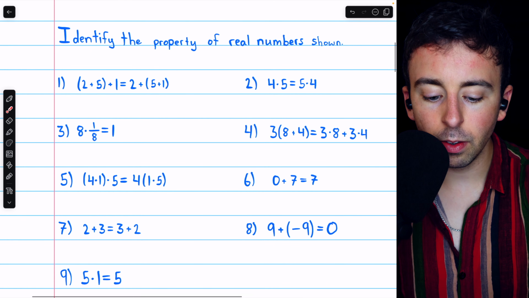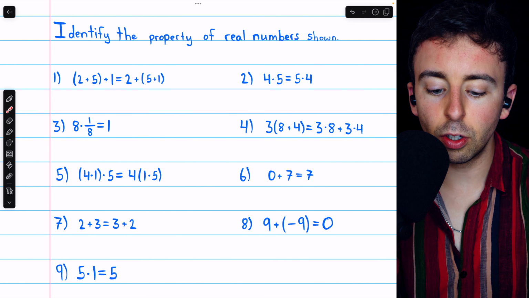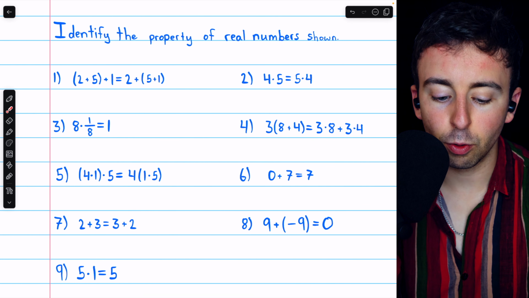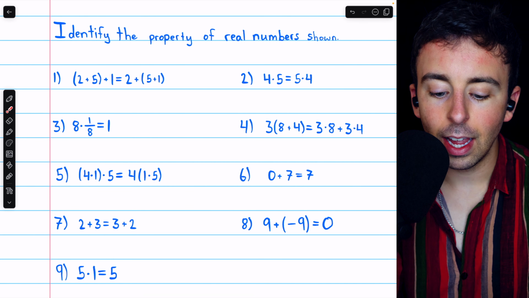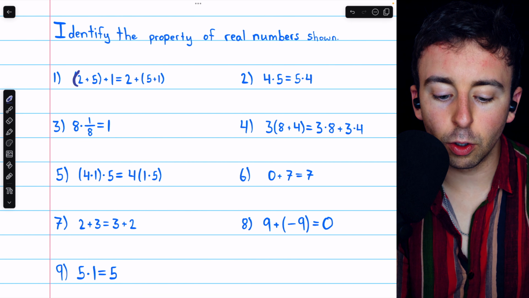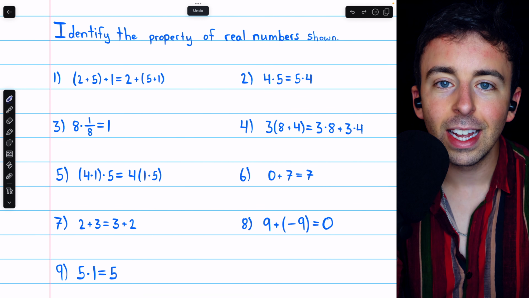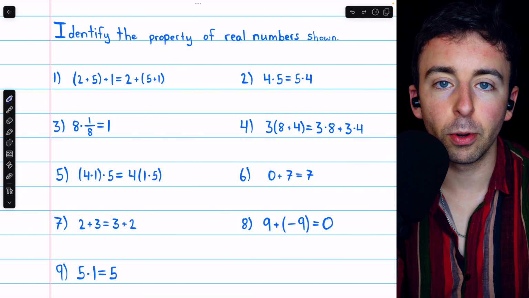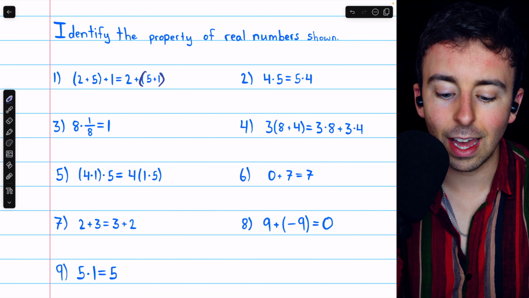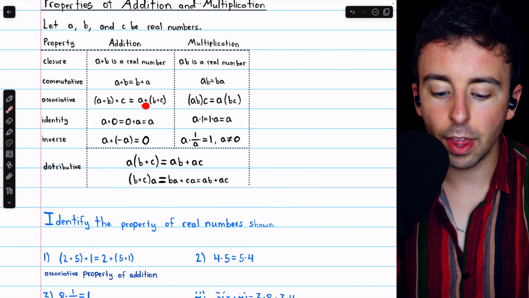In number 1, we see that (2 + 5) + 1 is equal to 2 + (5 + 1). We can easily verify this is true. The left side is 8, and the right side is also 8. In this equation, we see that how we choose to group the terms in an addition problem does not change the result. This is called the associative property of addition. It doesn't matter how we associate the numbers being added together, we'll get the same answer. And you can see that property written out in the table there.